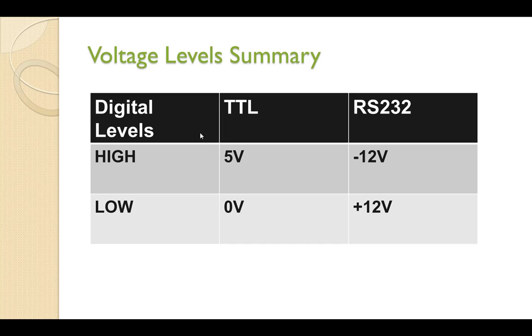Since we are working with microcontrollers, we have to know the digital voltage levels. In TTL, that is transistor-transistor logic, in which our controllers or microprocessors work, high means 5 volts, we all know it, and low is 0 volts. But in UART, there is a protocol or logic called RS232. In this, high is minus 12 volts and low is plus 12 volts.